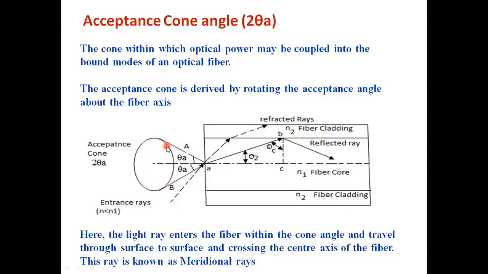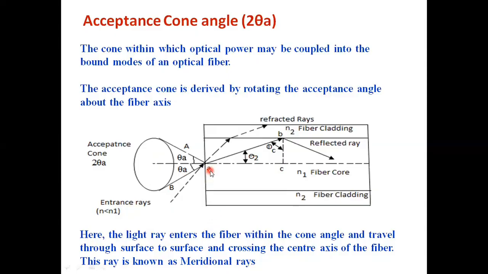That is why we need to be careful: whatever light enters the optical fiber, ensure that it enters within the acceptance cone angle, or acceptance angle. Then the fiber can collect maximum power within that angle and support propagation. Here the light ray enters the fiber within the cone angle, travels from surface to surface, and crosses the center axis of the fiber.